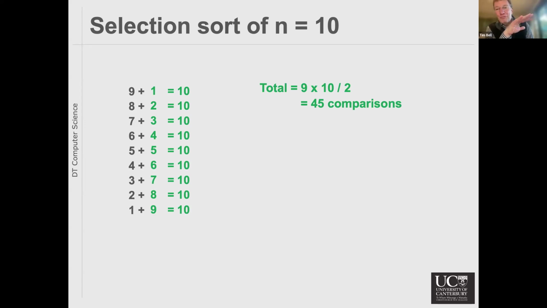Now, I've done that super fast. I'll let you unpack it if that didn't make sense. But basically, I have analyzed selection sort, and I'm saying selection sort on 10 items will take 45 comparisons.